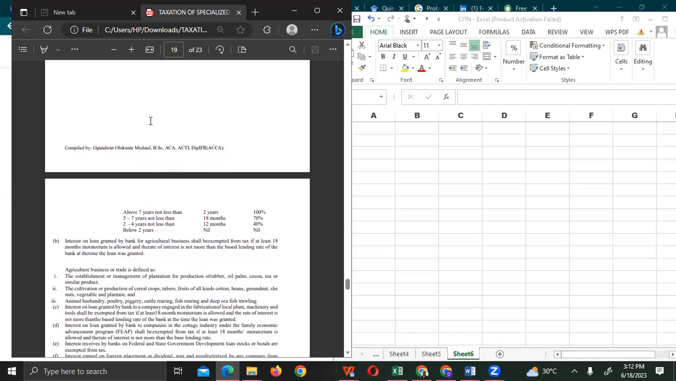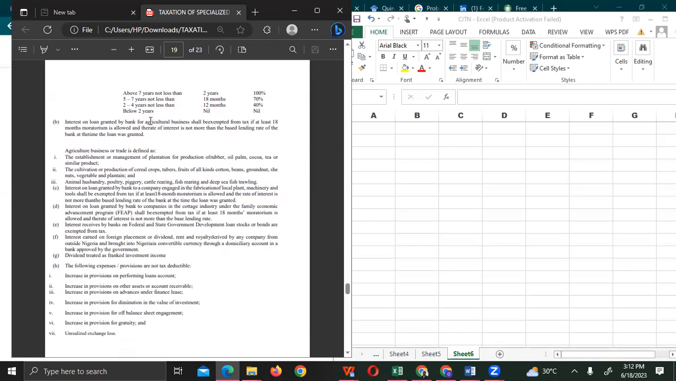Also, we have any dividend, which definitely will be treated as tax exempt items or bank investment income. Interest on loan granted to a company engaged in fabrication of local plants, machinery and tools shall be exempted from tax if at least 18 months moratorium is granted. Are you with me, please?